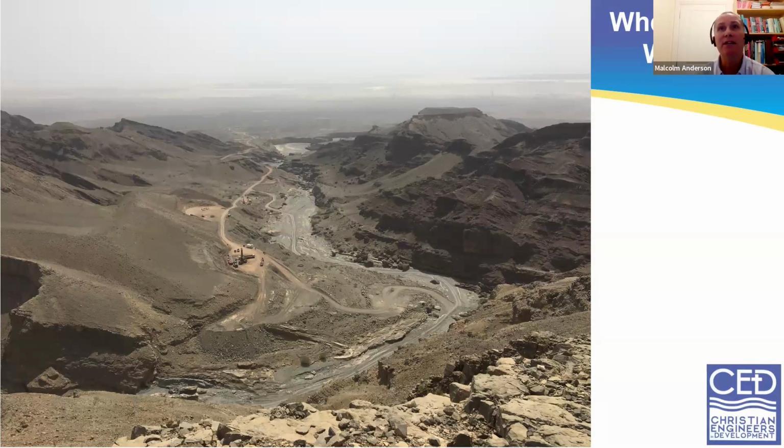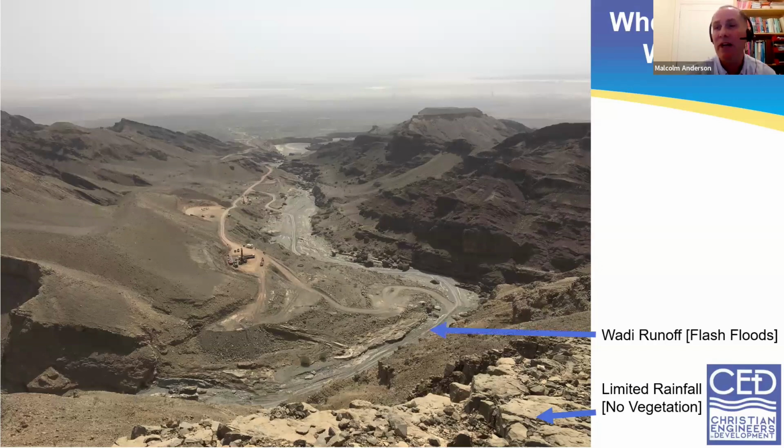Okay, so here's a question for you. Where is the water? So this is again a shot of the Danakil Desert in Ethiopia. A quick glance at this photograph tells you that there's limited rainfall because there's no vegetation. It's obviously a dry area. And because it's a dry area, we know that the river here is ephemeral. And because of the slopes that we can see, we should be very concerned about flash floods.